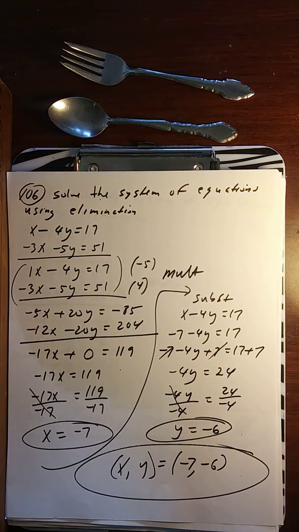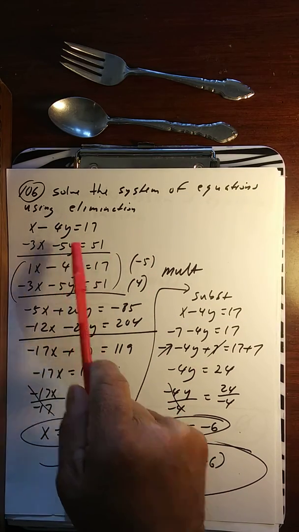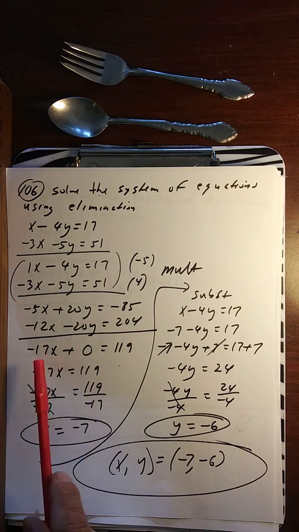Solve the system equation using elimination. So multiply this one by negative 5 and this one by 4. So these two numbers, I just flip them around. So that turns that, that turns that. It's going to give me these equations. So now add them down.